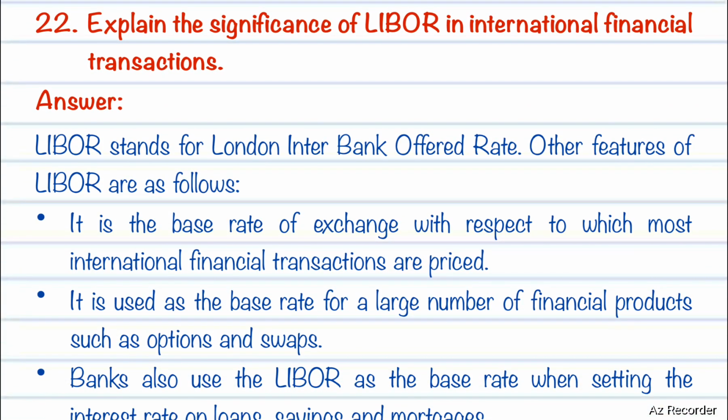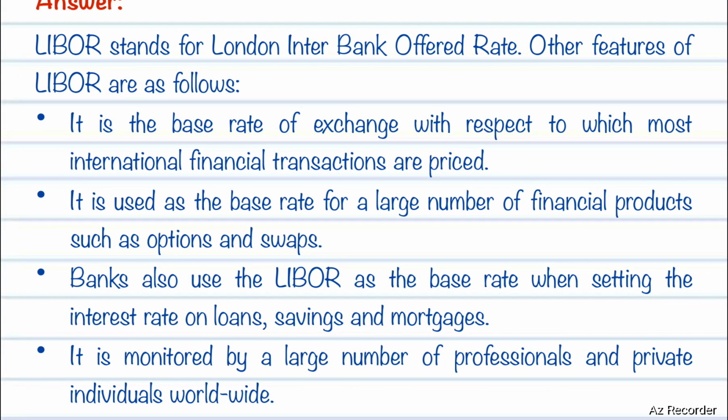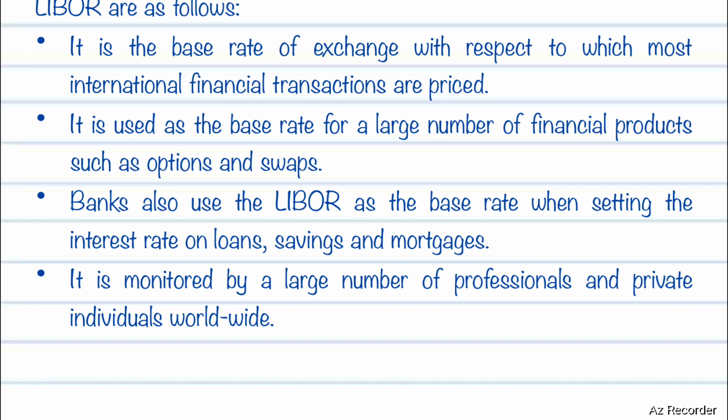Explain the significance of LIBOR in international financial transactions. LIBOR stands for London Interbank Offered Rate. Other features of LIBOR are as follows. It is the base rate of exchange with respect to which most international financial transactions are priced. It is used as the base rate for a large number of financial products such as options and swaps. Banks also use LIBOR as the base rate when setting the interest rate on loans, savings, and mortgages. It is monitored by a large number of professionals and private individuals worldwide.